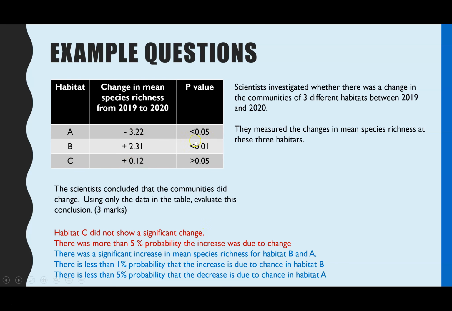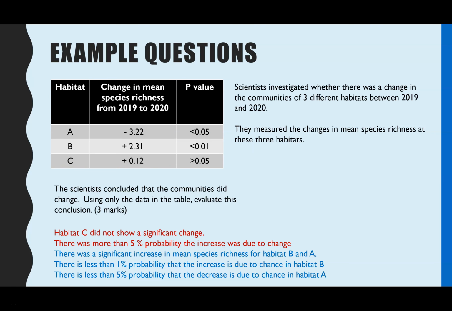The other 2 are both less than 5. And for habitat B, it's actually less than 1% probability that the increase we see is due to chance. And for habitat A, it's less than 5% probability that the decrease we saw was due to chance. So therefore, there was a significant increase in mean species richness for habitat B, and there was a significant decrease for habitat A.